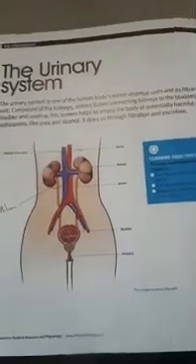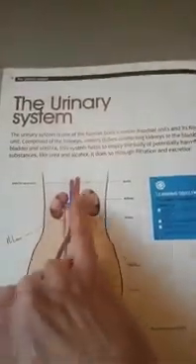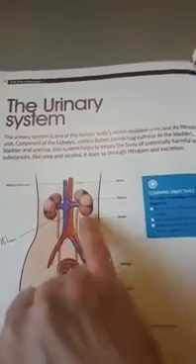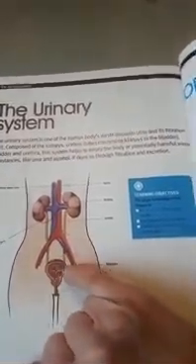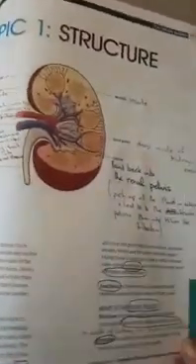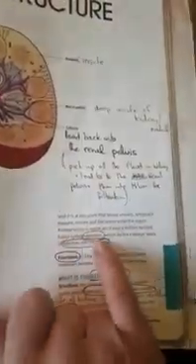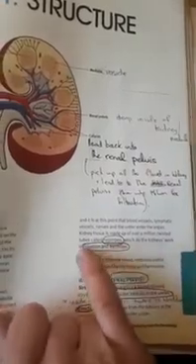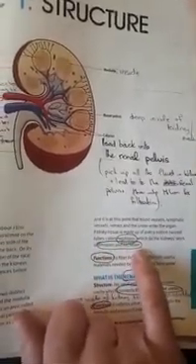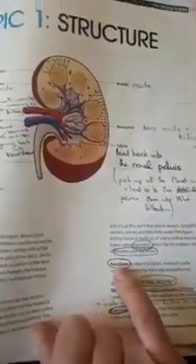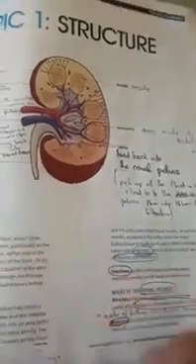Revision from the urinary system, you're seeing the two kidneys, their blood supply, the ureters being the yellow tubes which move down to the bladder here, and then the urethra. When you're learning the structure of the kidney, the cells within it are called nephrons, and their function will be for filtration and excretion.